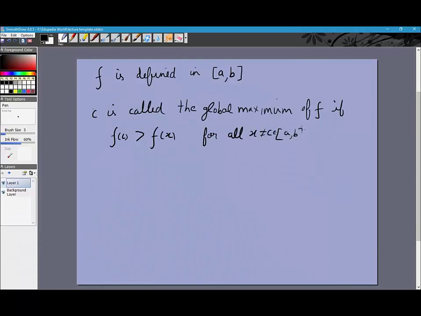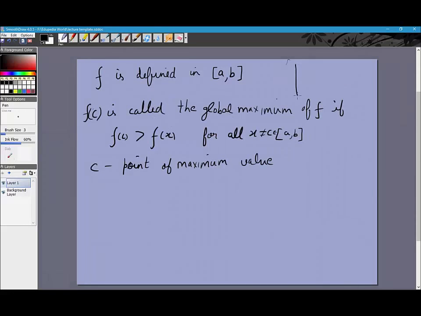between a and b. So the value of the function at c has to be greater than the value of the function at any other value between a and b. This says that x is between a and b, but it is not c. For c there will be an equality, right? So if f of c is greater than f of x for all other x, then f of c is called the global maximum, the value of y, and c is called the point of maximum value. It is also sometimes called the point of global maximum value to distinguish it from local.